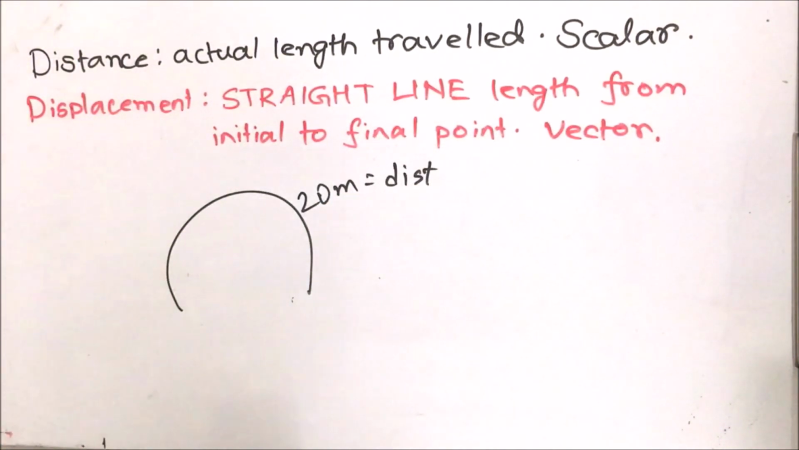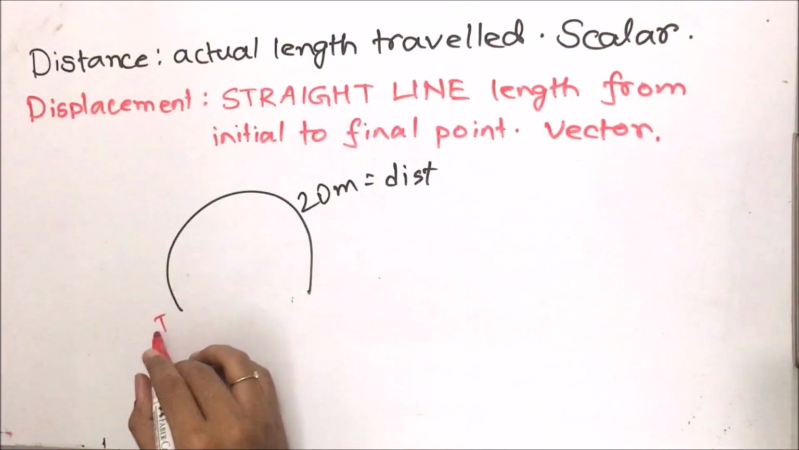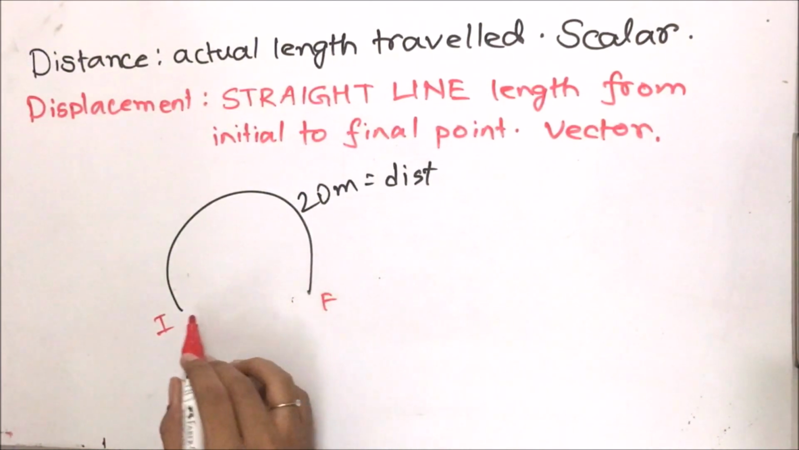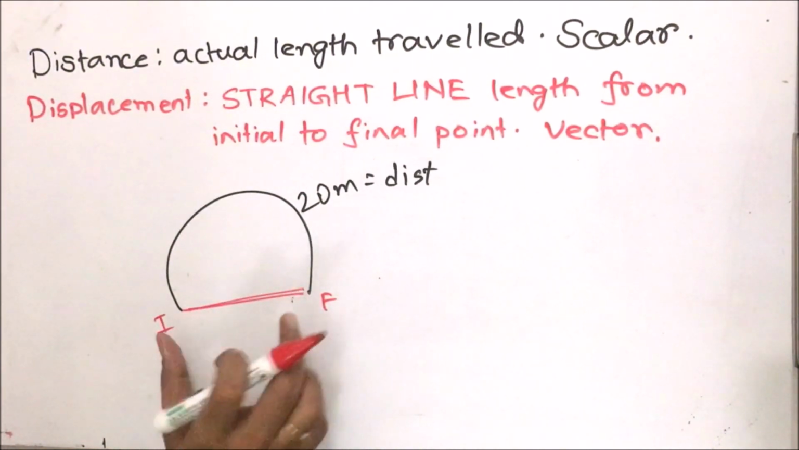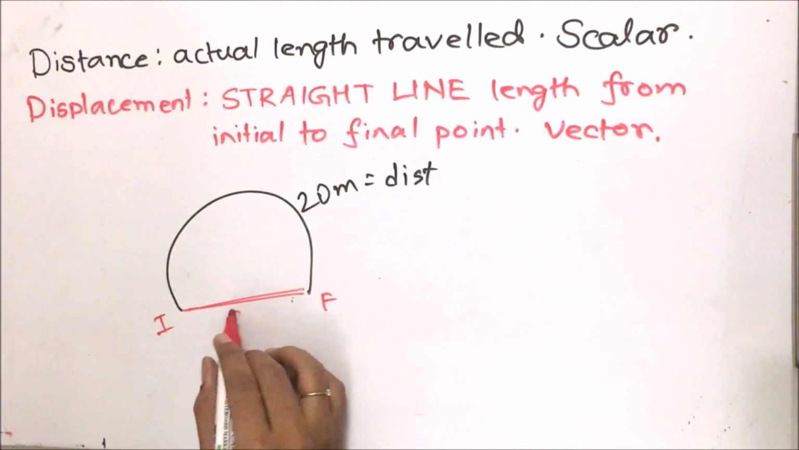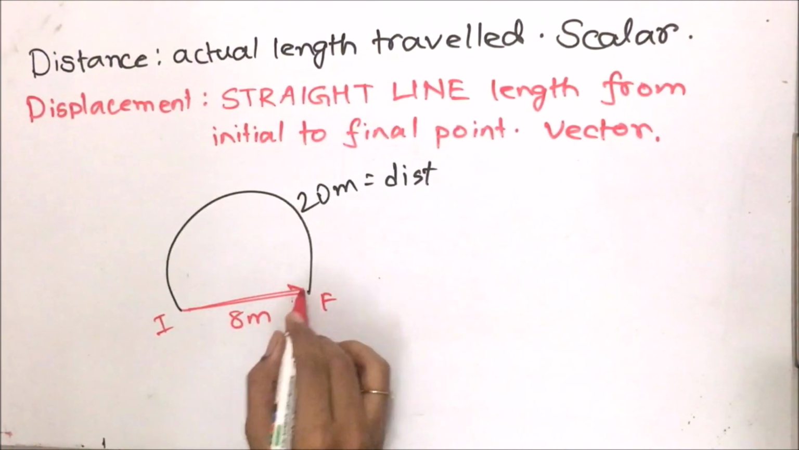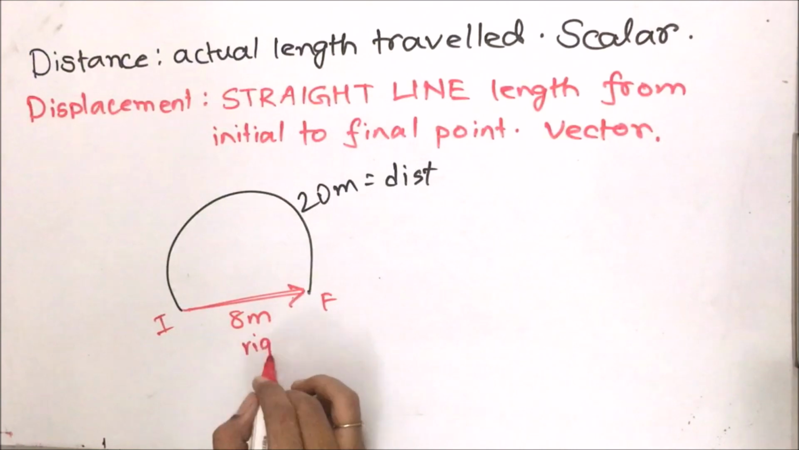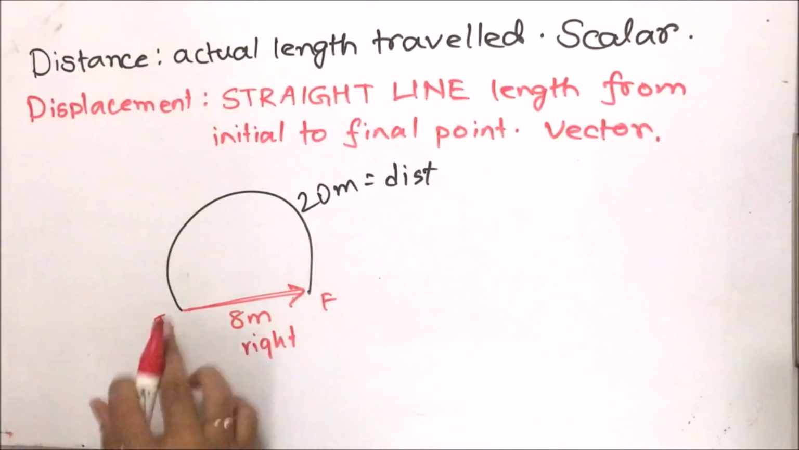The displacement on the other hand, if that's your initial point and that's your final point, your displacement is this straight line distance over here. Let it be 8 meters, 8 meters to the right. That's your displacement, the straight line distance.